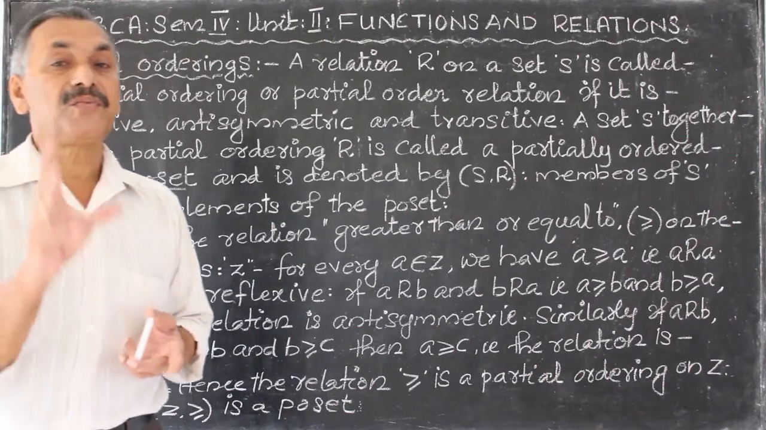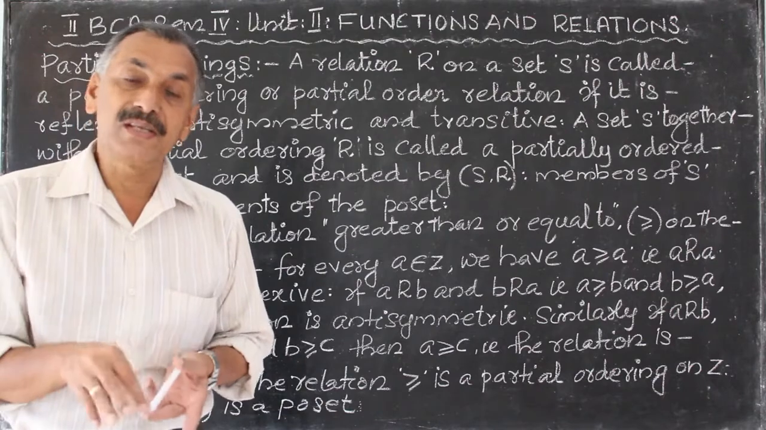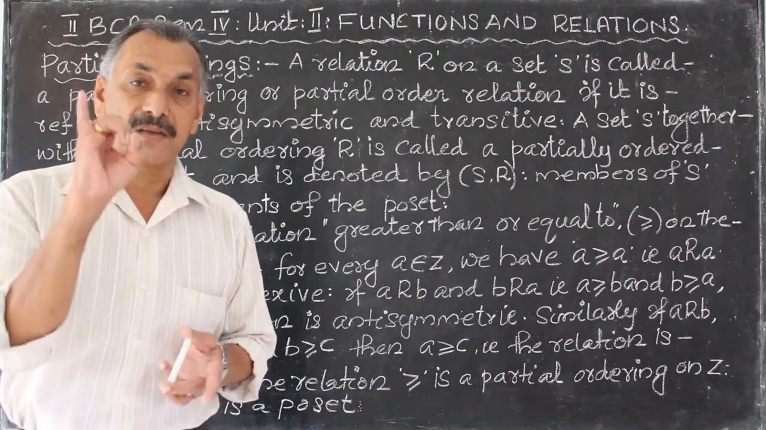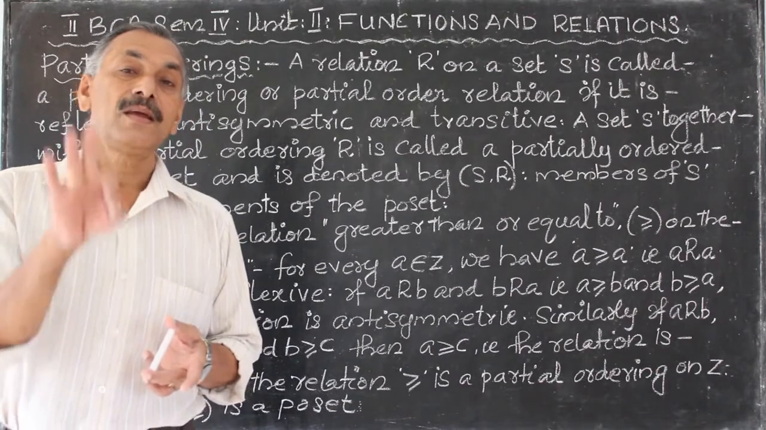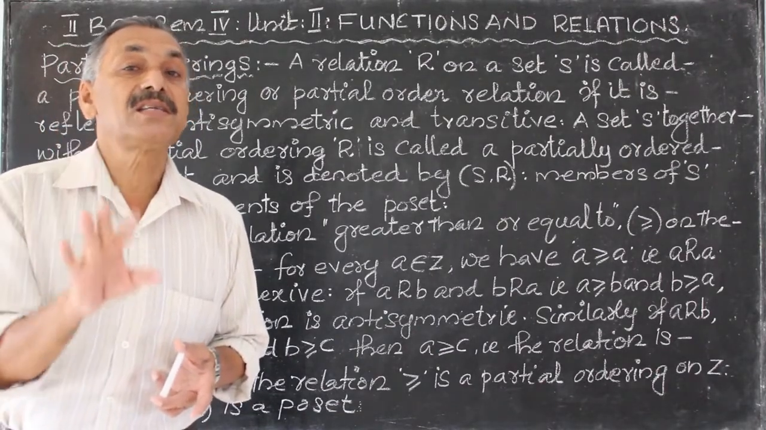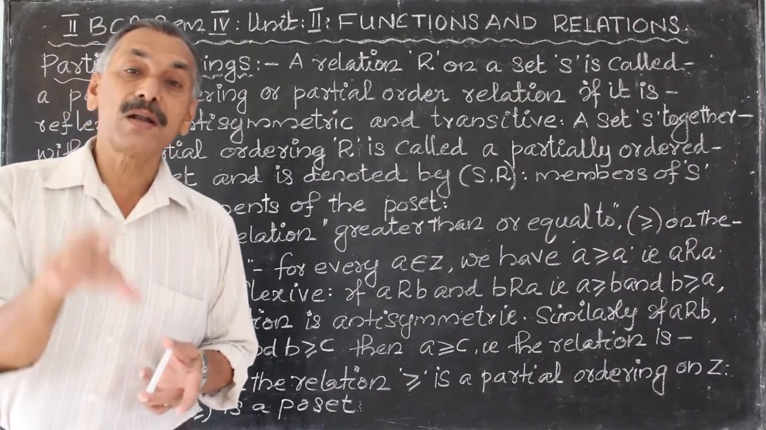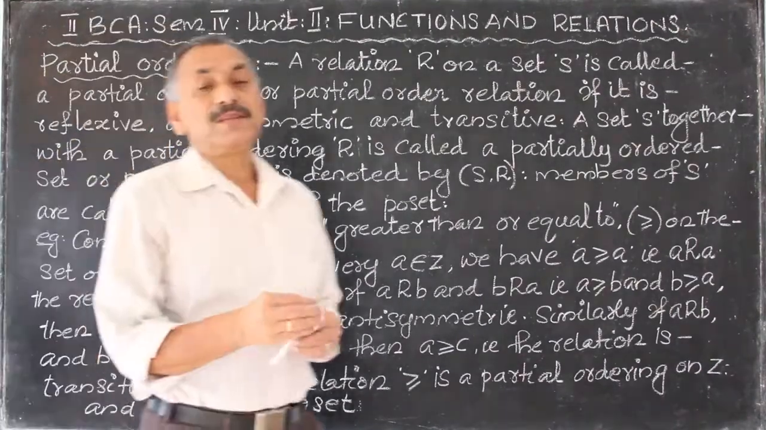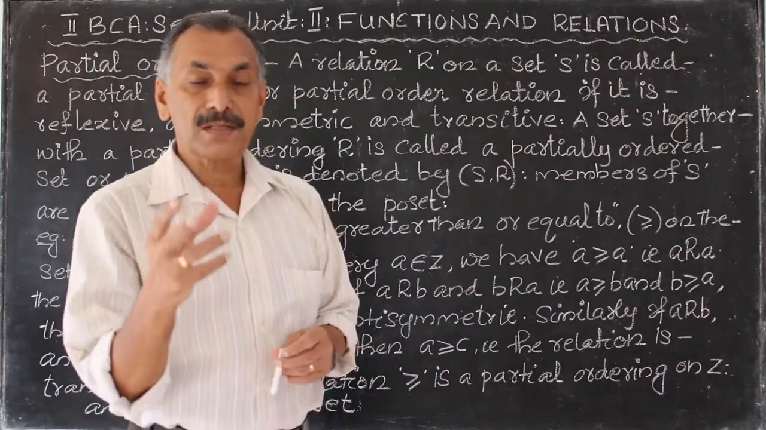If you define the relation greater than or equal to on the set of integers, then the relation is reflexive, anti-symmetric and transitive. A relation which is reflexive, anti-symmetric and transitive is called a partial order relation or partial ordering on the set. Then what do you mean by partial order relation or partial ordering?